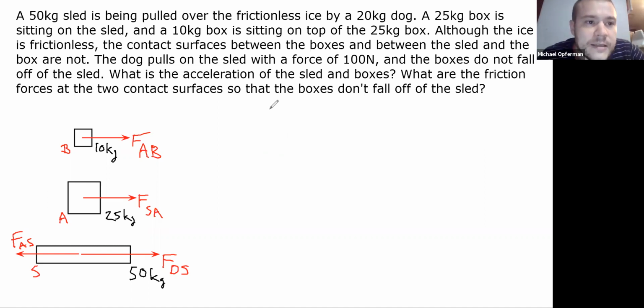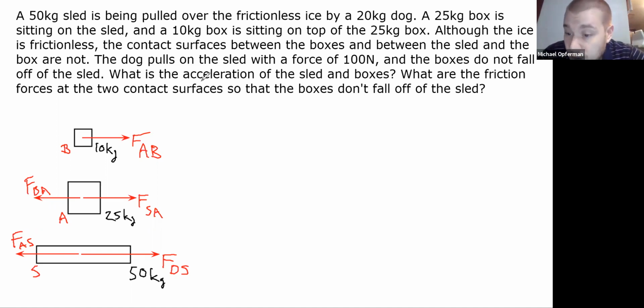And then by exactly the same logic, I also need to include a third law pair for FAB. So the third law pair for FAB is going to be FBA, which should be in A's free body diagram. So that's going to be here. Again, backwards because I know it has to be opposite of the one I already drew. So this is FBA. Okay.